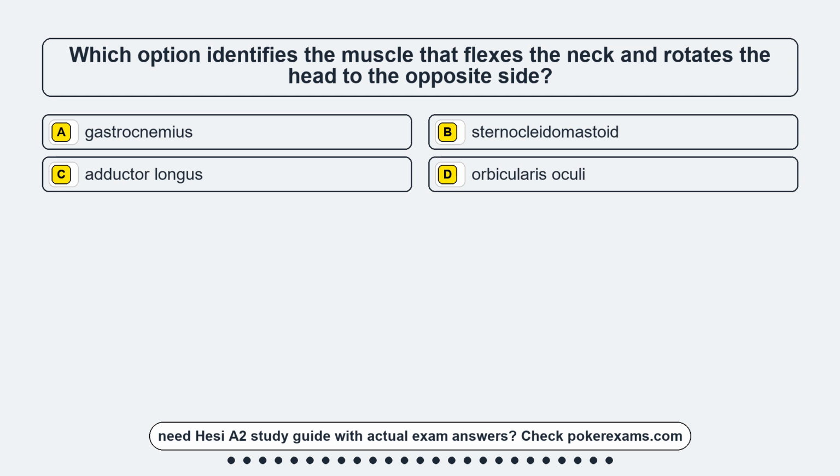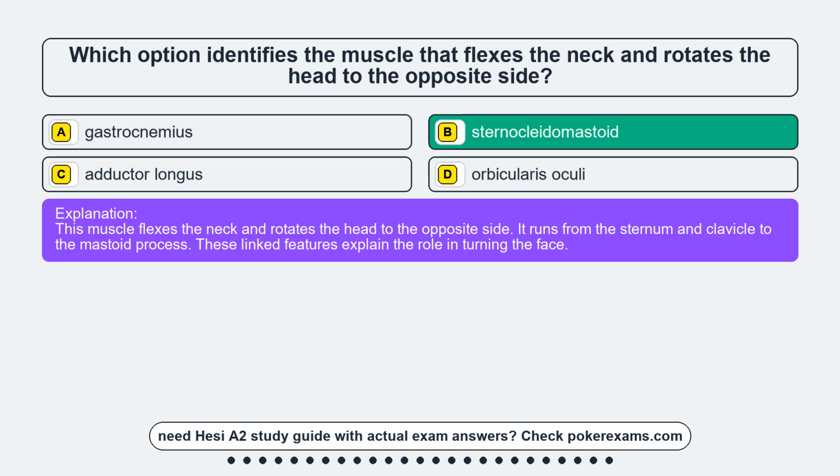Question 1. Which option identifies the muscle that flexes the neck and rotates the head to the opposite side? Option A, gastrocnemius. Option B, sternocleidomastoid. Option C, adductor longus. Option D, orbicularis oculi. The correct answer is option B, sternocleidomastoid.